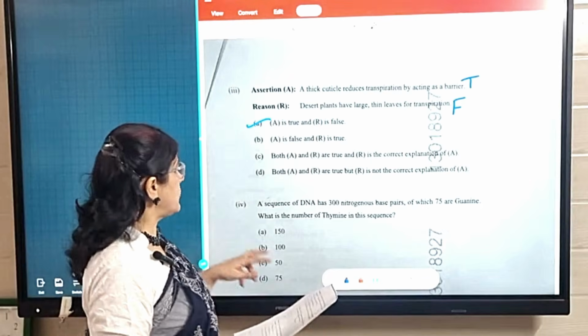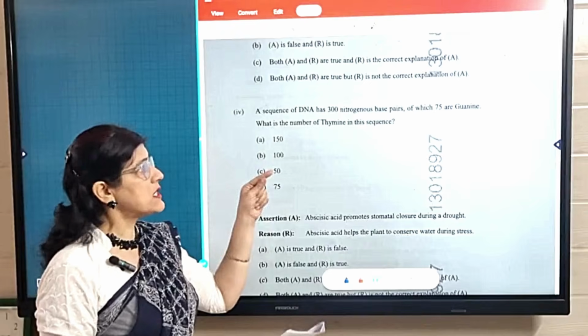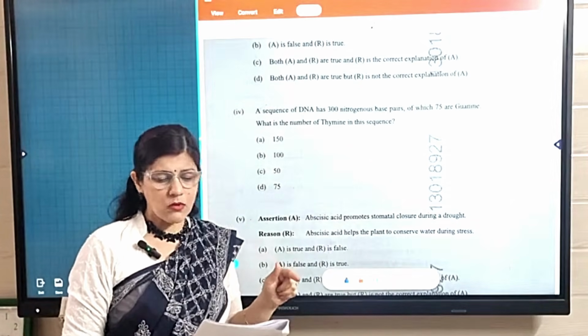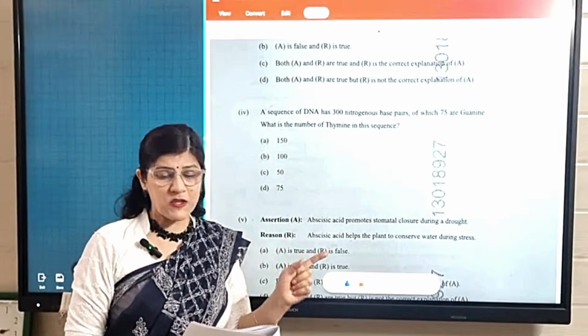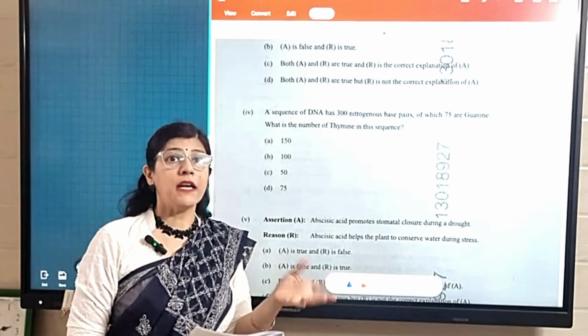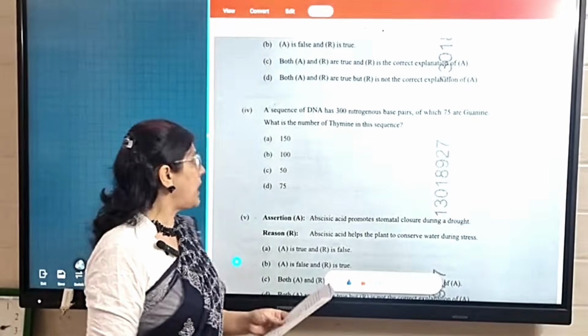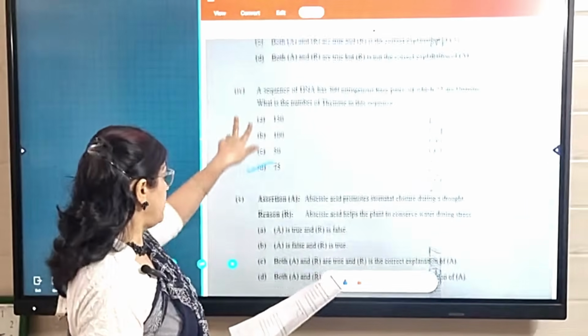Fourth, a sequence of DNA has 300 nitrogenous base pairs, of which 75 are guanine. So whatever the number of guanine, the same number of cytosine is also there. It means a total of 150 are there. So out of 300 nitrogenous base pairs, if we subtract 150 and divide the remaining 150 between thymine and adenine, our answer is again 75. So option D is correct in the fourth part.